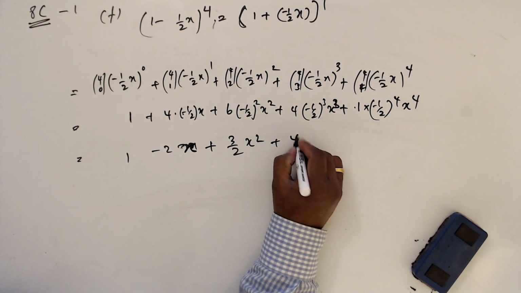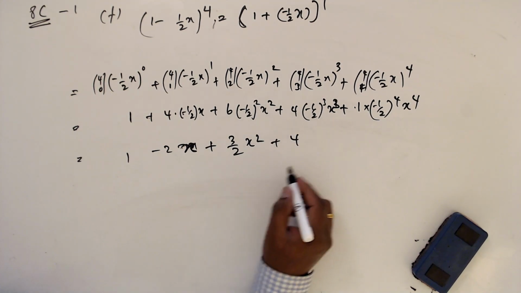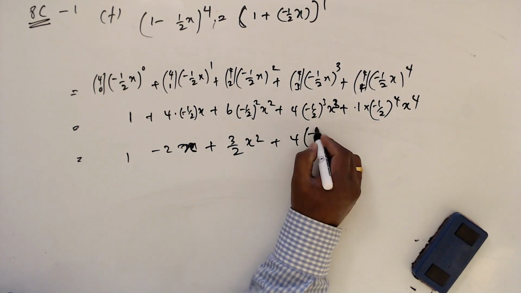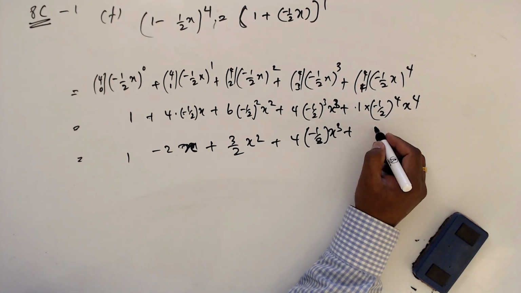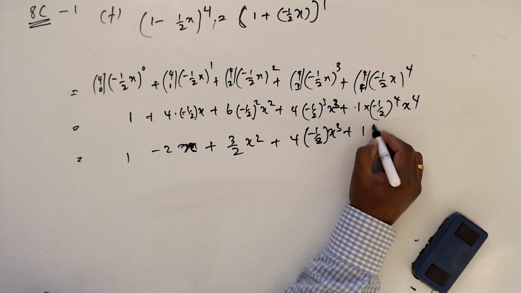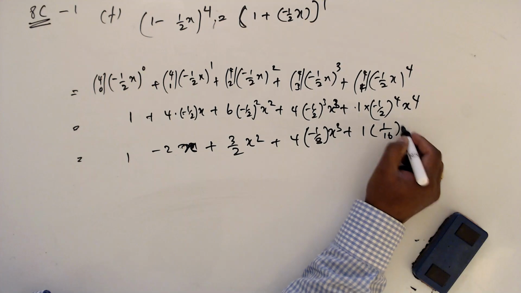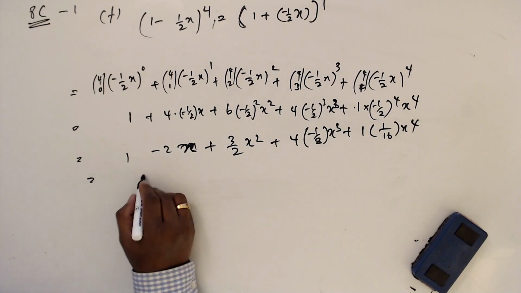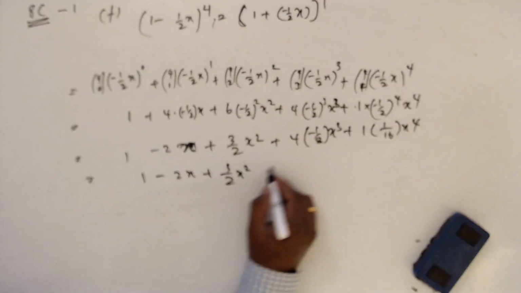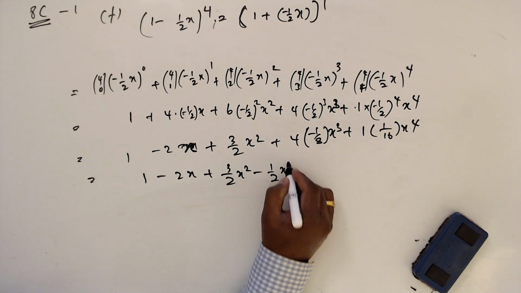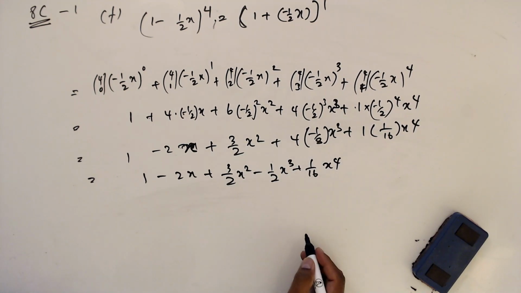And then this is 4 times, this value is going to be minus 1 over 8 x cubed plus 1 times, this is 1 over 16 x to the 4. So 1 minus 2x plus 3 over 2 x squared. This is going to be minus half x cubed, and this is 1 over 16 x to the 4.